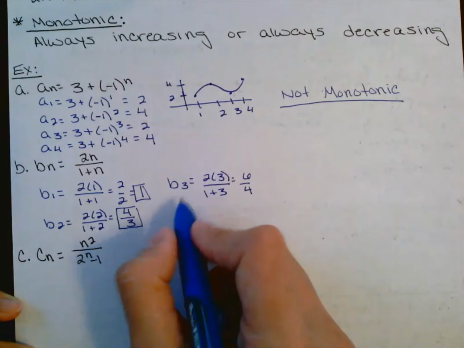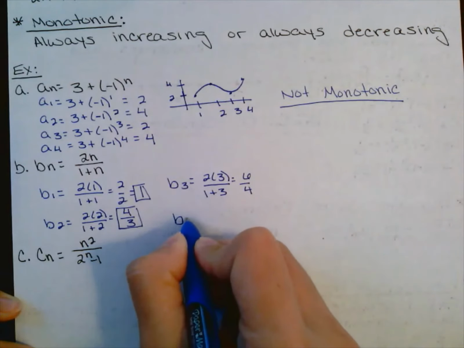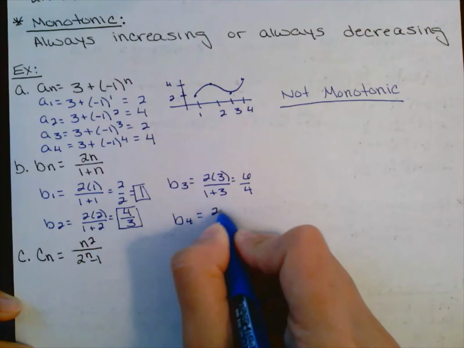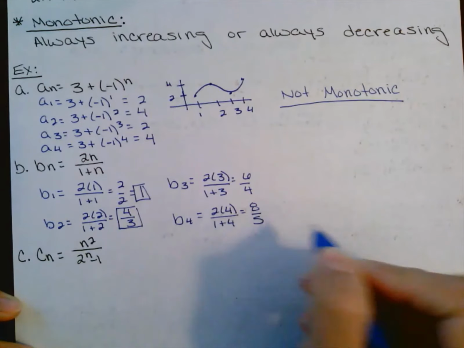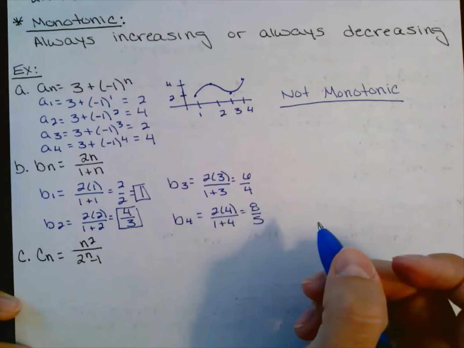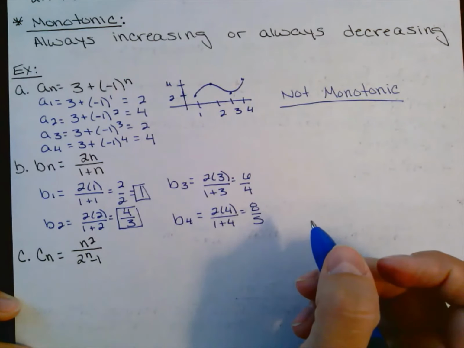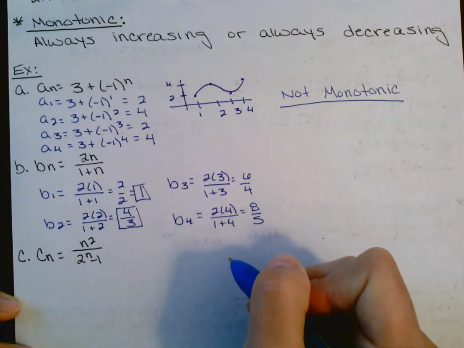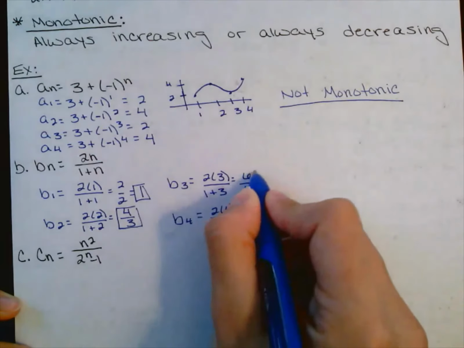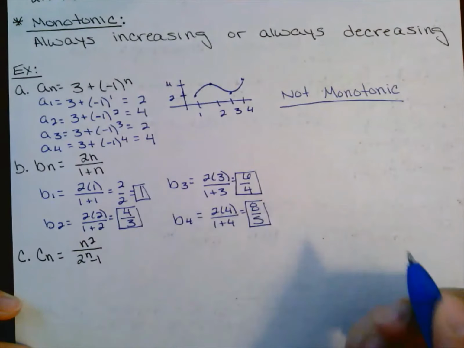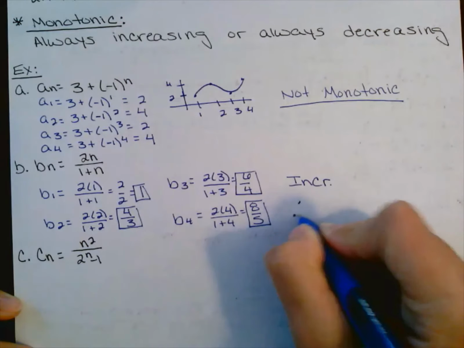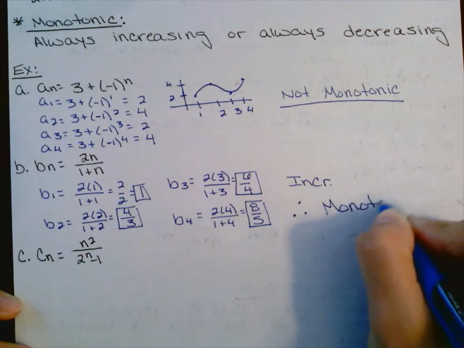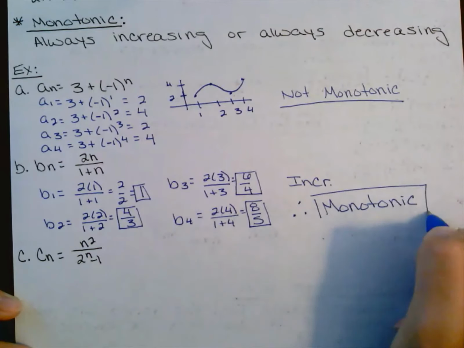You don't really have to worry about reducing. You could, but you can still analyze it either way. B sub 4 is going to be 2 times 4, which is 8, over 1 plus 4, which is 5. All right, so when we analyze this, we're noticing that our numerators are getting bigger and so are our denominators. That means that this number in its entirety, you could even analyze it in its decimals if you'd like, is increasing. Okay? Since this is increasing, we can say, therefore, it is monotonic. All right? Let's look at one more.